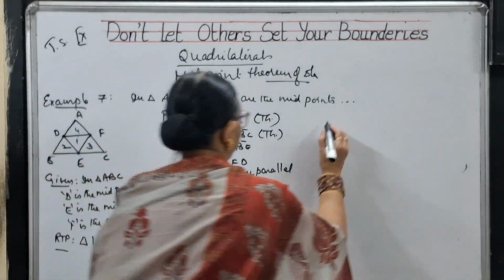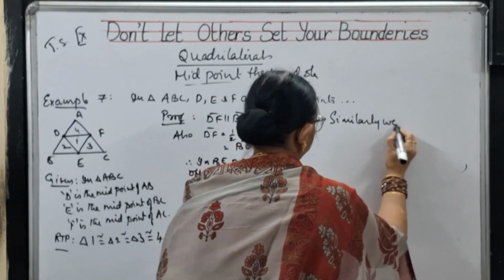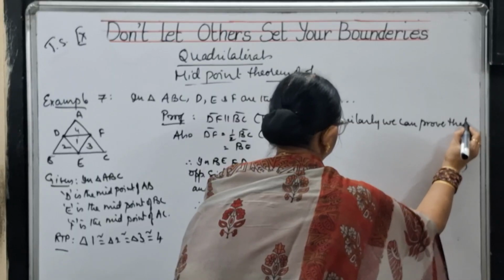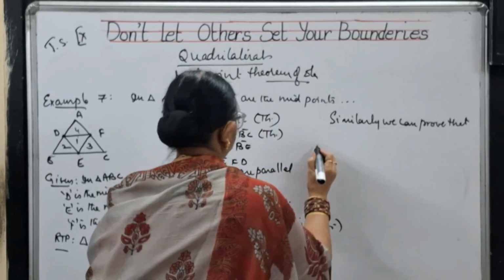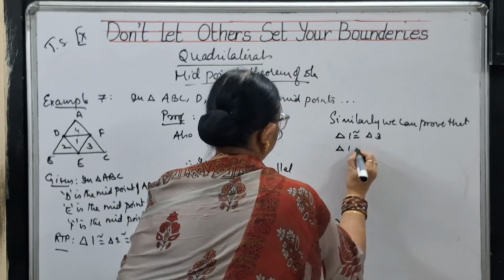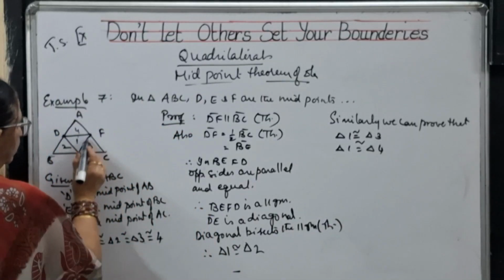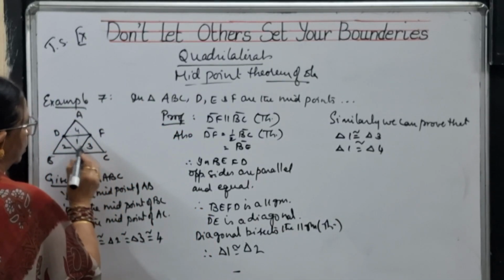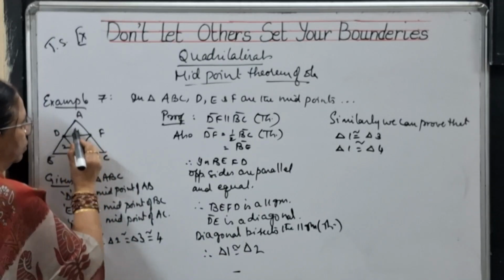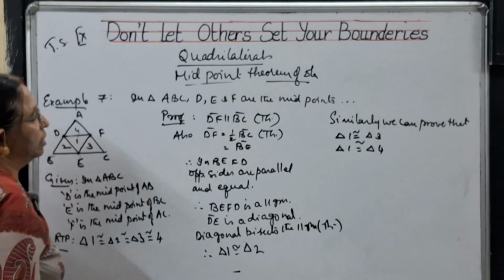Similarly, in the same way we can prove that triangle 1 is congruent to triangle 3, and triangle 1 is congruent to triangle 4. When you take 3, this becomes the parallelogram. So this is a diagonal, these two are equal. When you talk about 4, this is a parallelogram, and the diagonal makes these two congruent. The same proof will come for all. That is why I have written similarly.